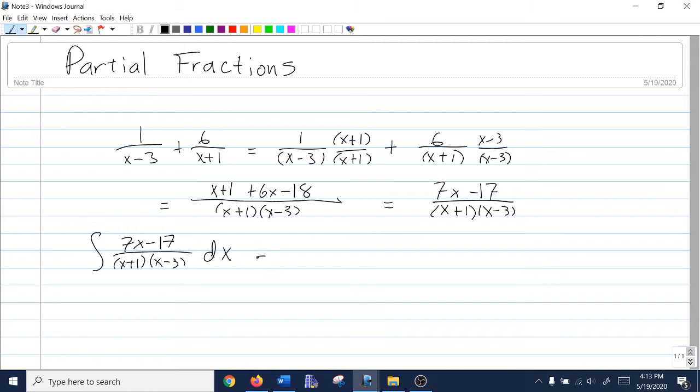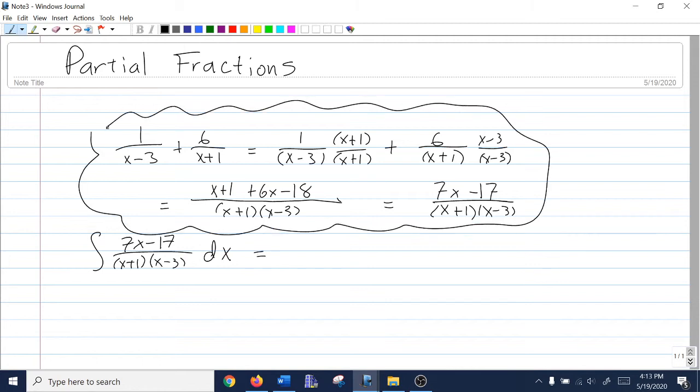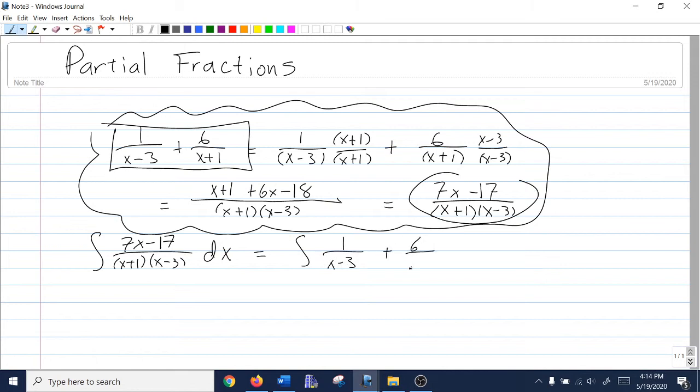The main thing I'd like to do is, in light of that adding fractions thing we just did on top, I know that 7x minus 17 over x plus 1, x minus 3 can be rewritten as 1 over x minus 3 plus 6 over x plus 1. So I can do this integral by doing the integral of 1 over x minus 3 plus 6 over x plus 1. These are easy things to integrate. Integral of 1 over x minus 3 is natural log absolute value x minus 3. Integral of 6 over x plus 1 is 6 natural log absolute value x plus 1.